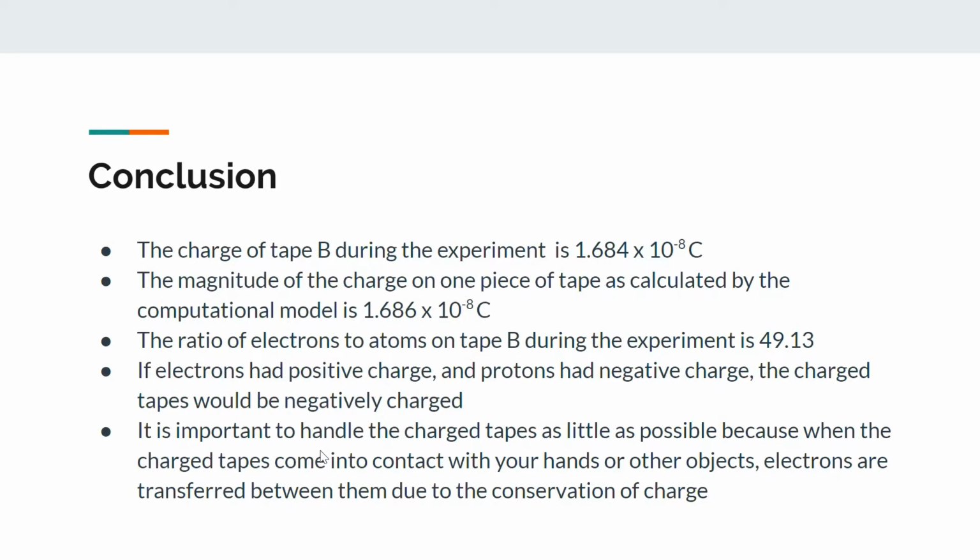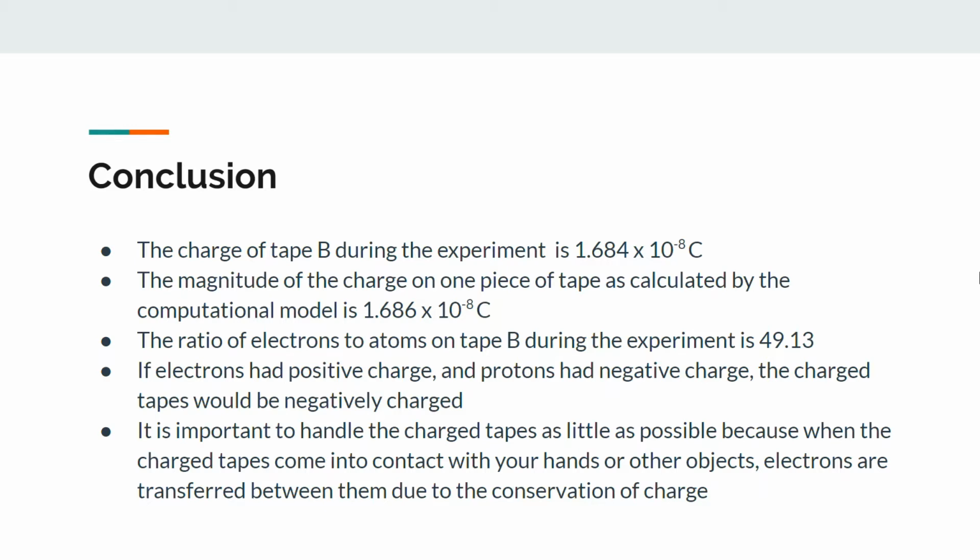In conclusion, the charge of tape B during the experiment was found to be 1.684 times 10 to the negative 8 coulombs. The magnitude of the charge on one piece of tape as calculated by the computational model is 1.686 times 10 to the negative 8 coulombs. This is a very small distinction, and is probably due to rounding errors. The ratio of electrons to atoms on tape B during the experiment is found to be 49.13.